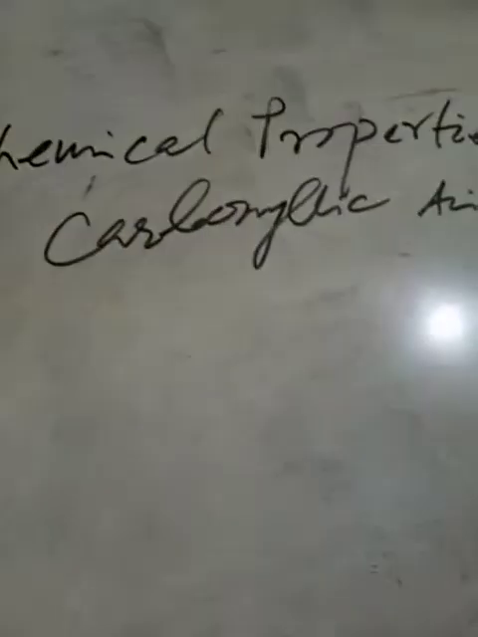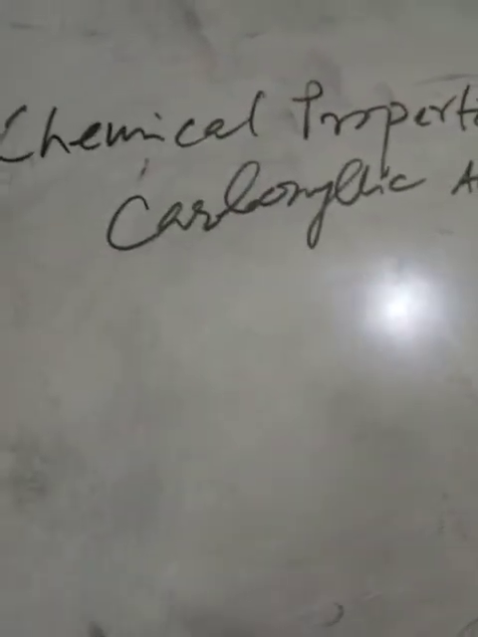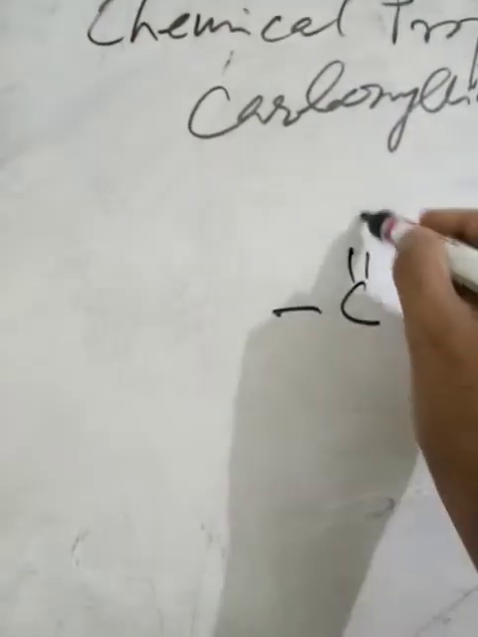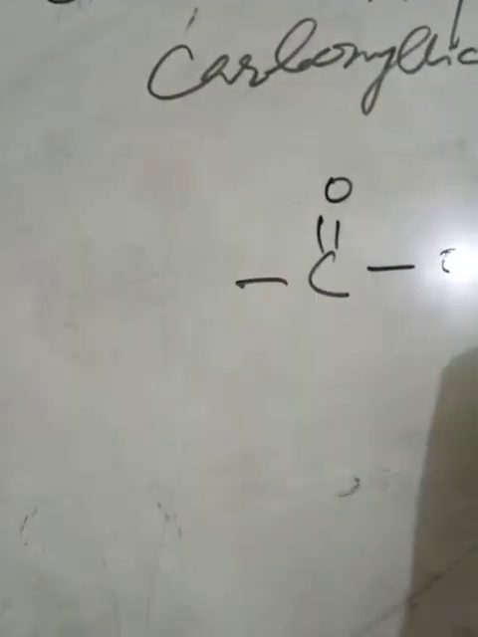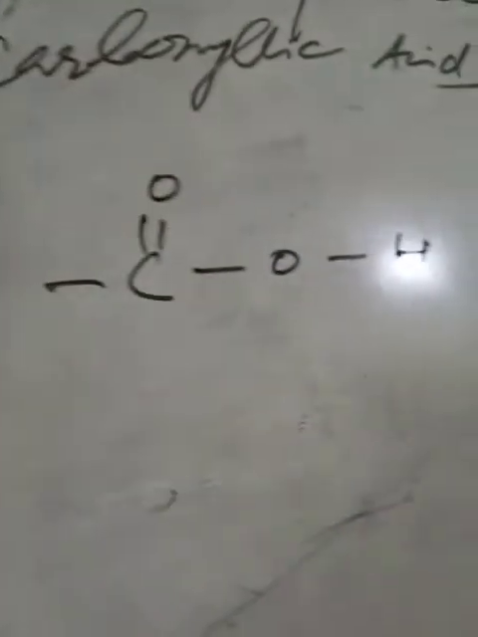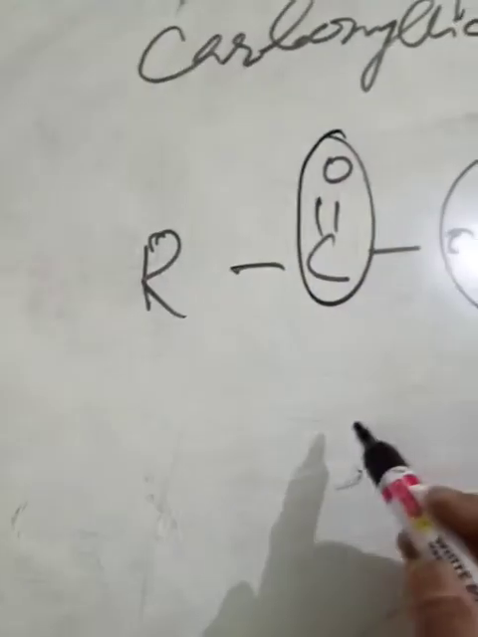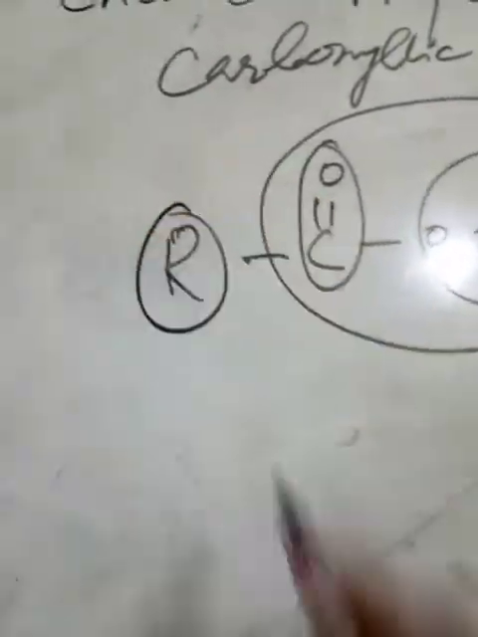In the chemical properties of carboxylic acids, if you draw the structure of the carboxylic group, C double bond O, OH, and there is an alkyl group, there will be different types of reactions: reactions due to hydrogen, reactions due to the OH group, reactions due to the carbonyl group, reactions due to the carboxylic group, and reactions due to the alkyl group.